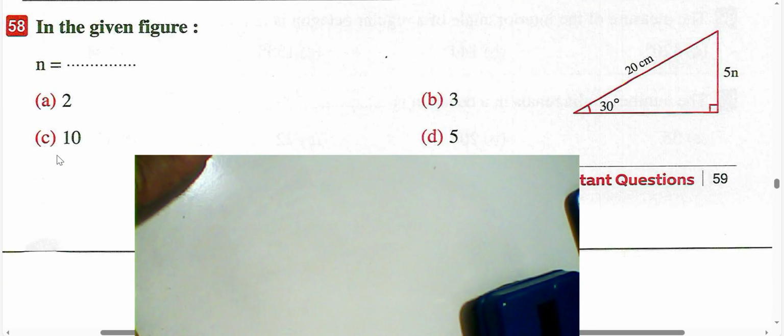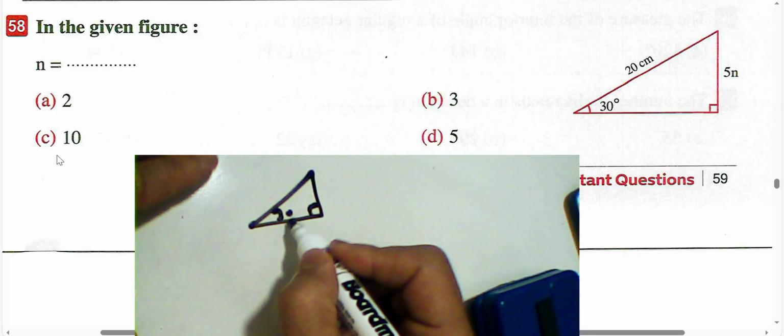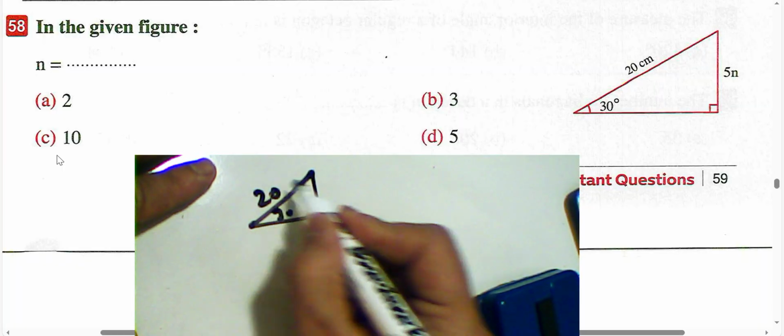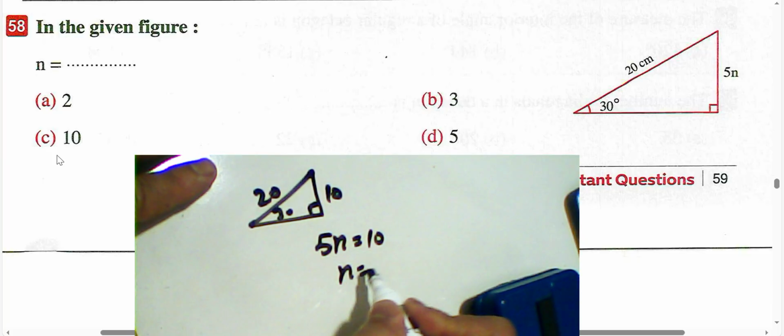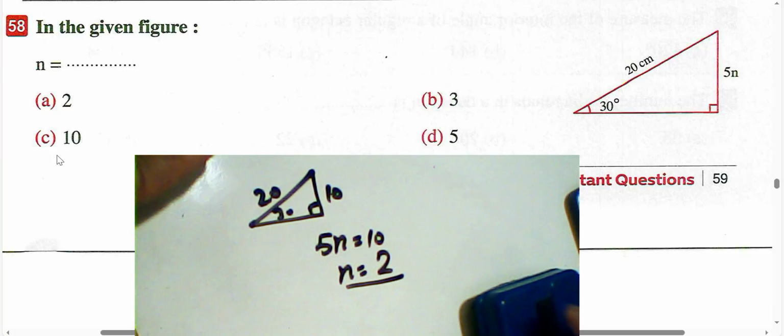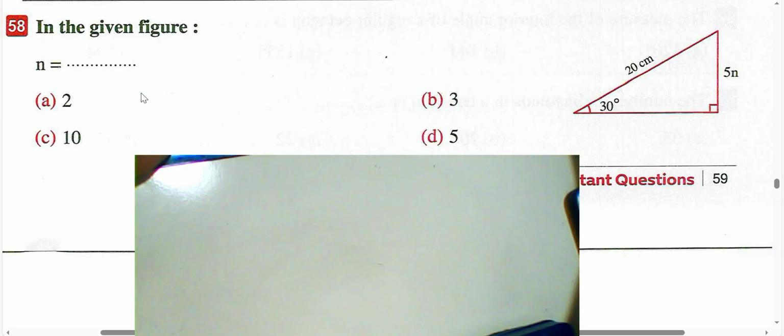In the given figure, we have a right angle triangle and an angle of 30, so the opposite side will be half of 20. It will be 10 centimeters. Then 5n equals 10, so the value of n is 10 divided by 5, which is 2 centimeters. Next question.